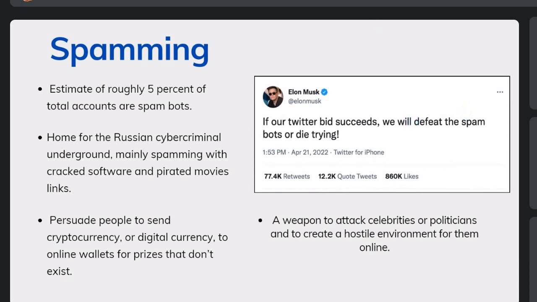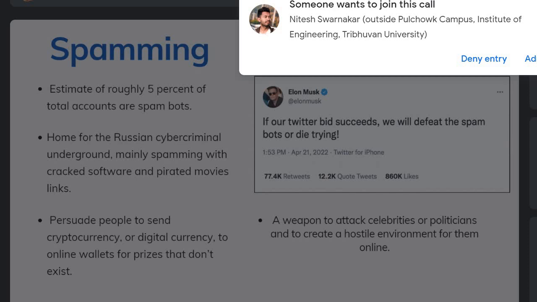Let's talk about spamming. Twitter reports that roughly 5% of total accounts are spam bots. Twitter spams are home to the Russian criminal underground, mainly spamming with cracked software and pirated movies. Cyber criminals also use spamming to persuade people to send cryptocurrency or digital currency to online wallets for prizes that don't exist. A big percentage of Twitter users have fallen victim to crypto scams lately. Spam is also used to target celebrities or politicians, to create a hostile environment for them, and to damage the public image of popular figures. Next slide.